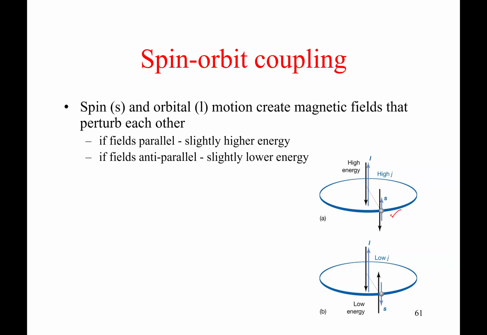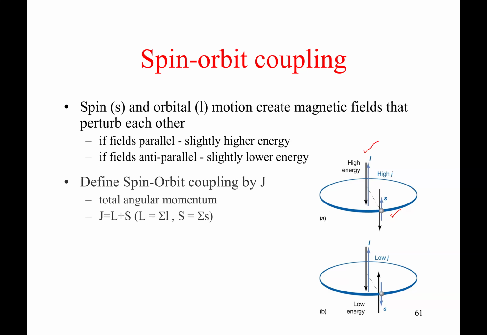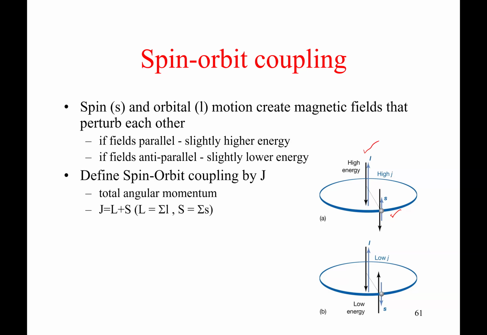If the fields are parallel, you have slightly higher energy. If the fields are anti-parallel, meaning the electrons may be in one orbital, then the sum of the spins equals 0, you have a slightly lower energy. So if they are parallel, slightly higher energy. And the second one is here, again, you can have low energy, a low J value, and we define the spin orbit coupling by the letter J. This is what I want everybody to pay attention to.